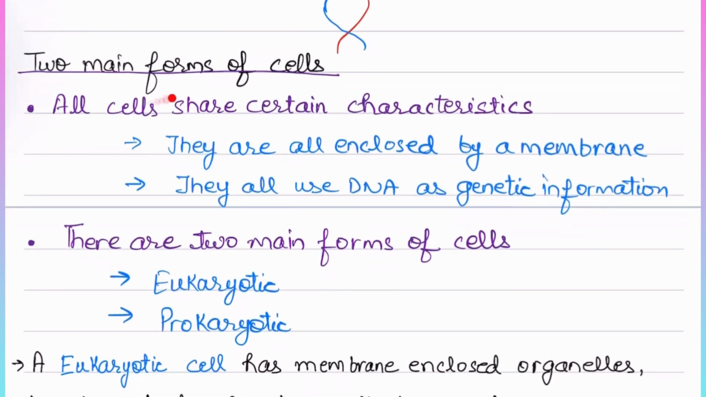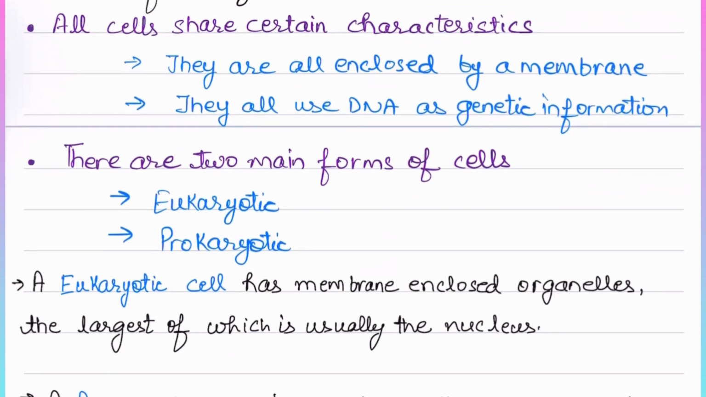All cells share certain characteristics. They are all enclosed by a membrane, which is called the plasma membrane, present in all cells, irrespective of whether they are plant cell, animal cell, prokaryotic, eukaryotic, unicellular, or multicellular. They all use DNA as their genetic material, except a few which use RNA as their genetic material.